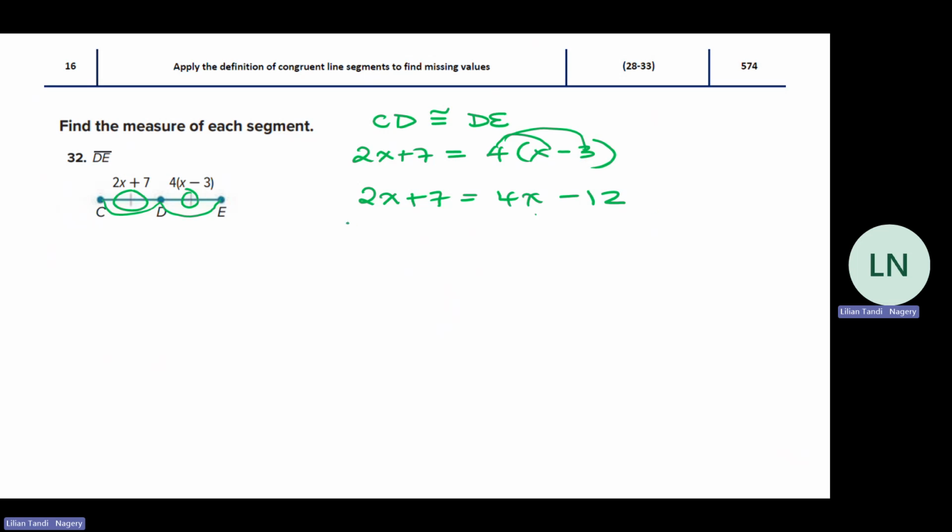So I like putting my letters on the left. Okay, so my variable, negative 4x, will move. 4x is moving. How is it moving? Negatively. Positive 7 will move negatively. Okay. So that and that becomes 0. This becomes negative 2x equals to negative 19.